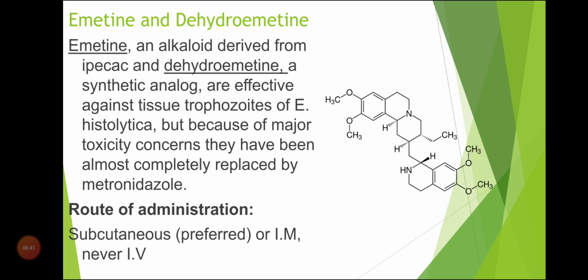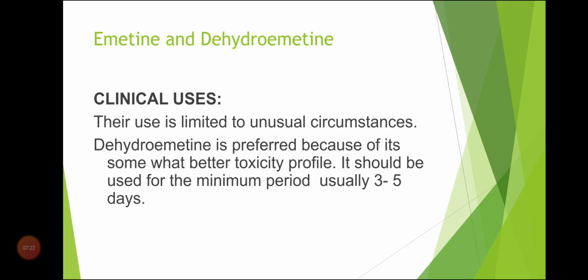The next class of anti-amoebic agents is the emetine and dehydroemetine. Emetine is the alkaloid derived from the Ipecacuanha plant, and dehydroemetine is a synthetic analog of emetine. It is effective against tissue trophozoites of Entamoeba histolytica, but because of a major toxicity concern, they have been almost completely replaced by metronidazole. The subcutaneous route is the preferred route. This drug may be administered intramuscularly but never intravenously.